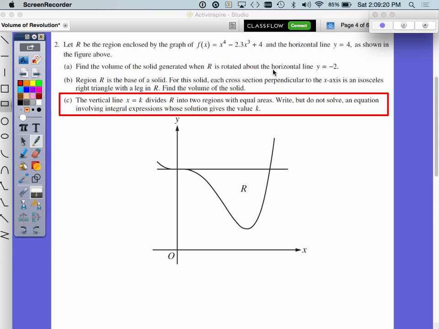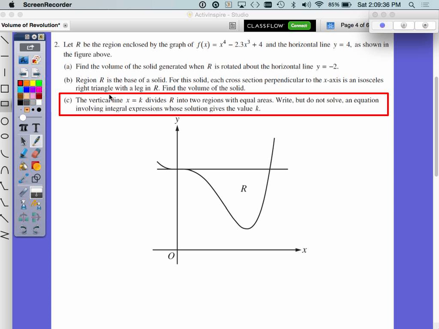We've been looking at question 2 from the free response portion of the 2014 AP Calculus AB exam. And in previous videos, we've already looked at part A and part B of this question. So now we move on to take a look at part C.